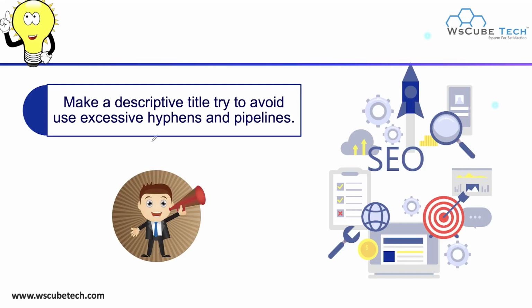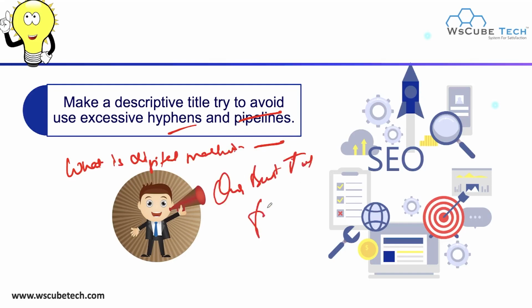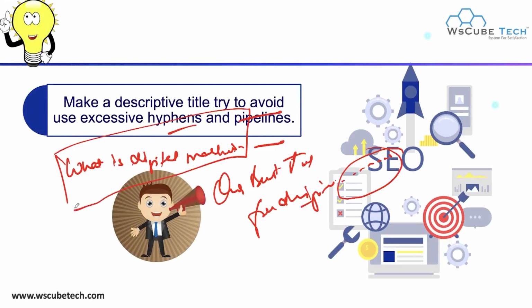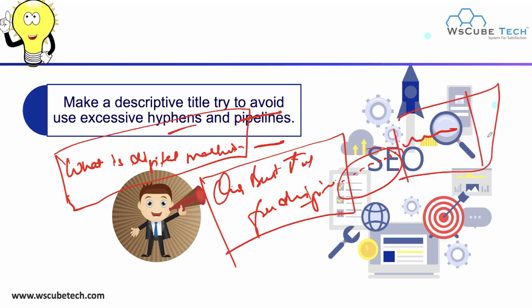But why are we not using hyphens and pipelines in the title tag? Let's suppose you have a title like what is digital marketing? And here you put your hyphen and say our best tool for digital marketing. For digital, you can just put down pipelines here. So what happens in that particular case is that it is possible that on your search engine result page only this particular heading is visible. Okay, and after your hyphen this particular text is not visible, or after this particular pipeline that text is not visible.